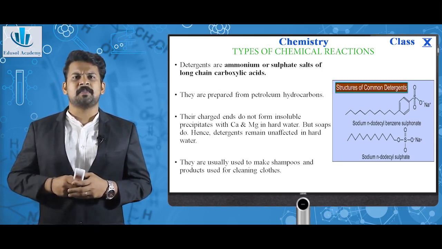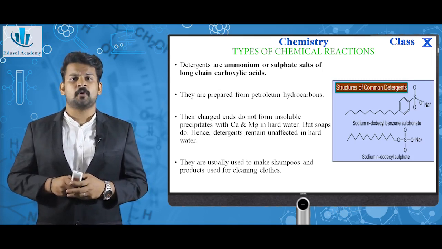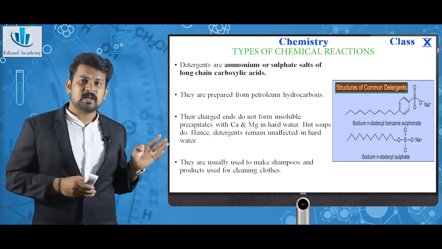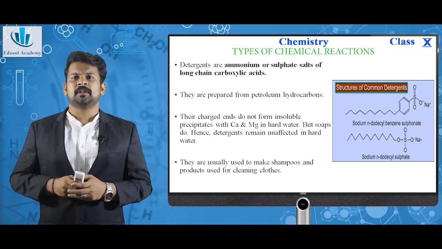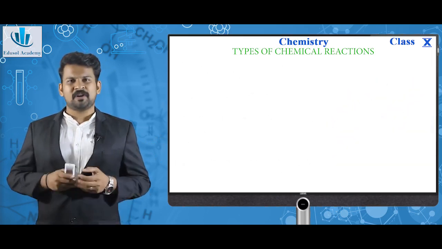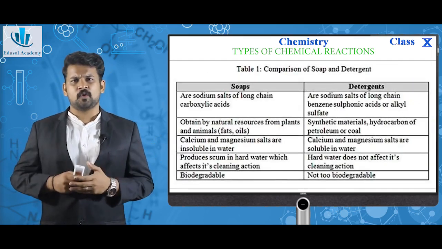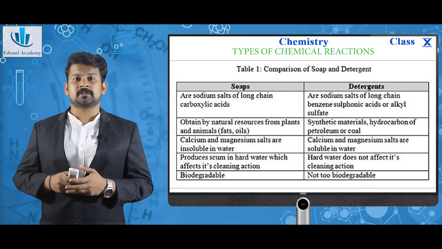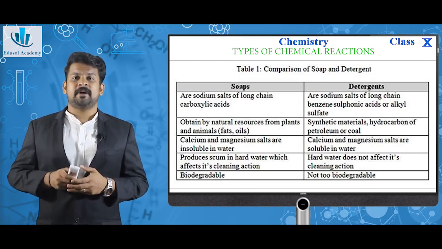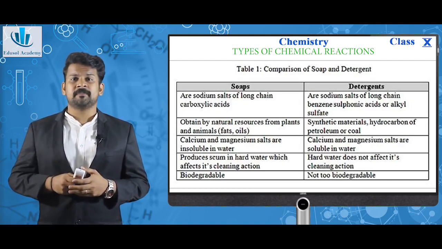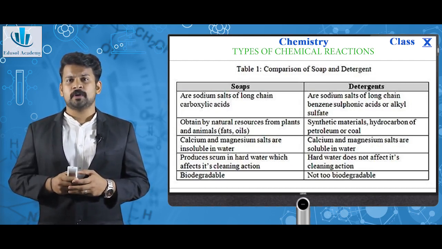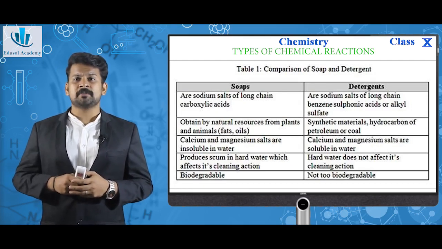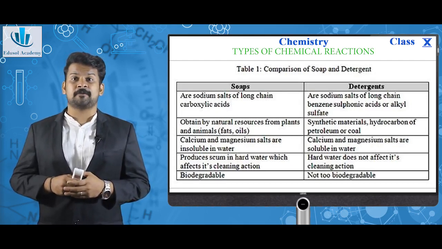Detergents are mainly used to make shampoos and products used for cleaning clothes. As you can see in the picture, this is a normal detergent molecule. Now let's compare soap and detergent. Soaps are sodium salts of long chain carboxylic acids, whereas detergents are ammonium and sulfate salts. Detergents also form sodium salts of long chain benzene sulfonic acid.